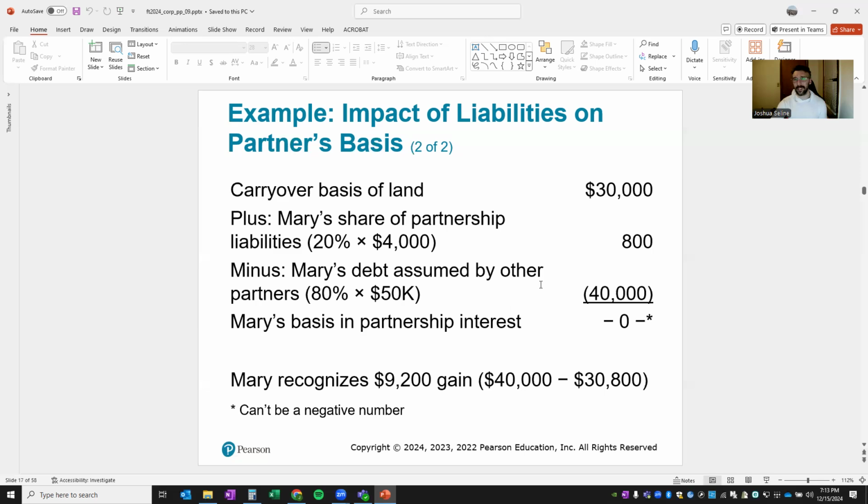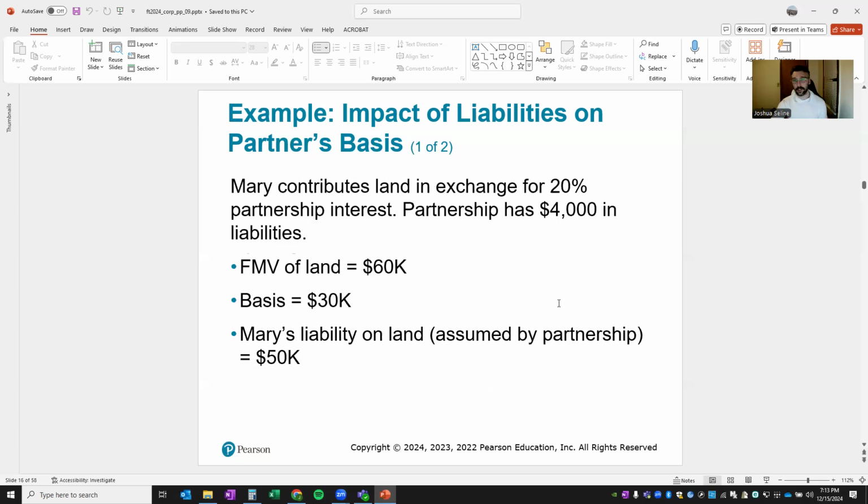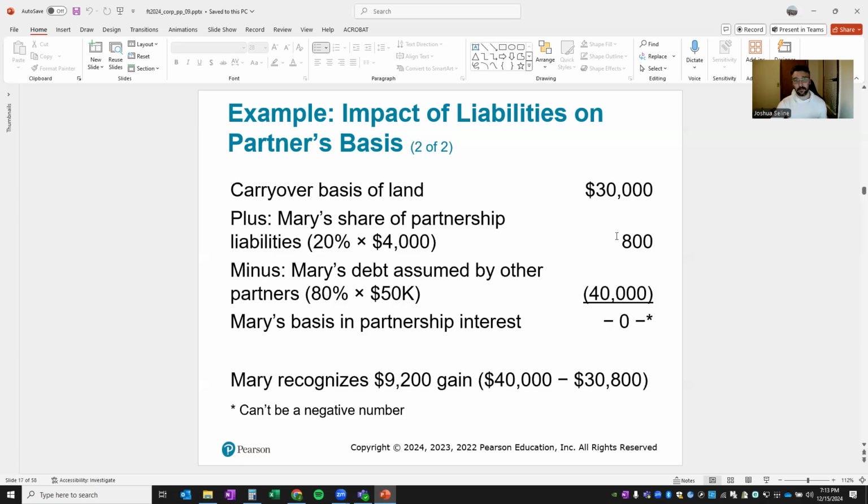This is a pretty good example of how this plays out. The partnership gets carryover basis. Mary recognizes her share of the partnership liabilities. She has to deduct, or remove, the debt assumed by the other partners. It was all on Mary, and now the partnership is assuming it, so it falls on all of Mary's partners. That has to be recognized as a reduction to her basis. Then her basis drops to 0, so she has a gain.